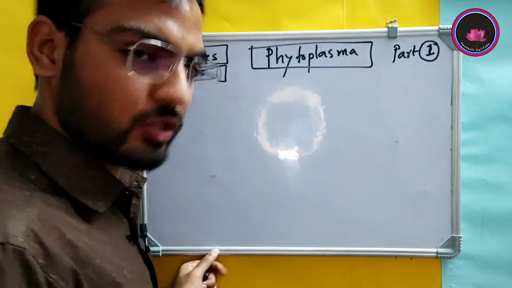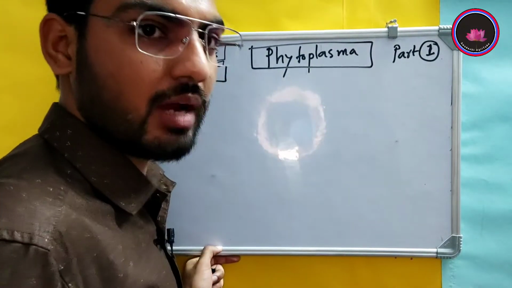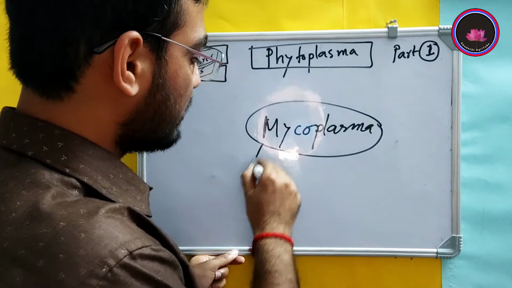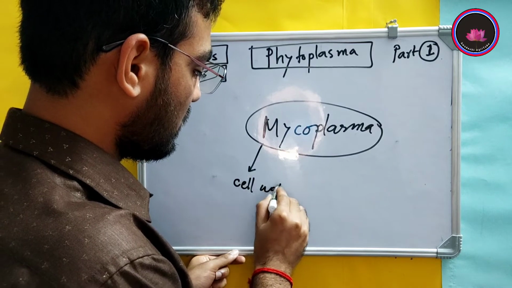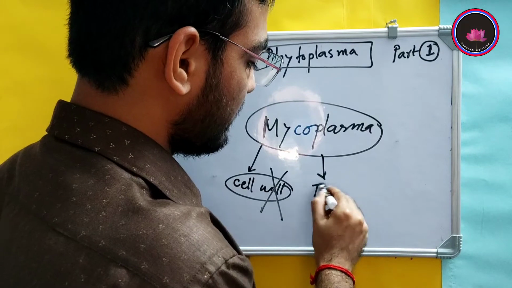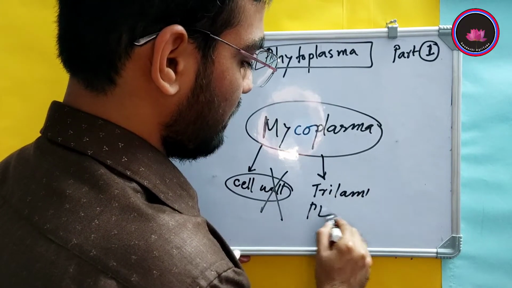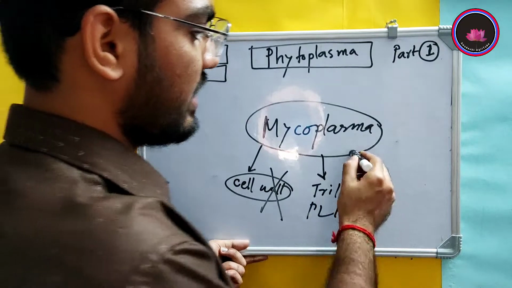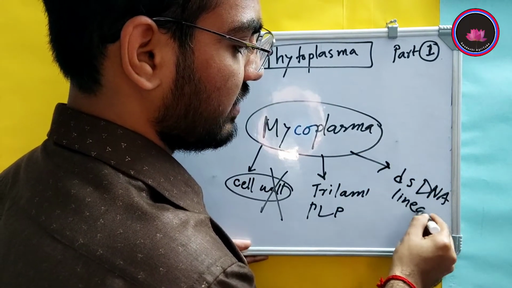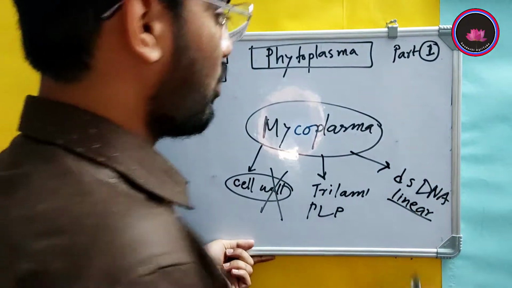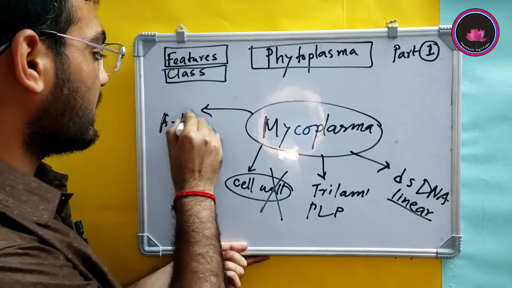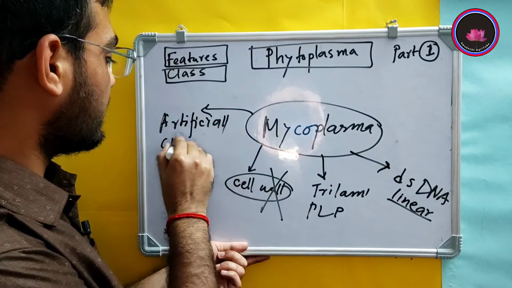Today we will discuss the phytoplasma, but before starting with the phytoplasma, we have to know something about the mycoplasma. The mycoplasma has no cell wall. Instead of it, it has the trilaminated protein-lipid protein membrane. They have double-stranded DNA, but in linear structure. One important point is that it is artificially culturable.